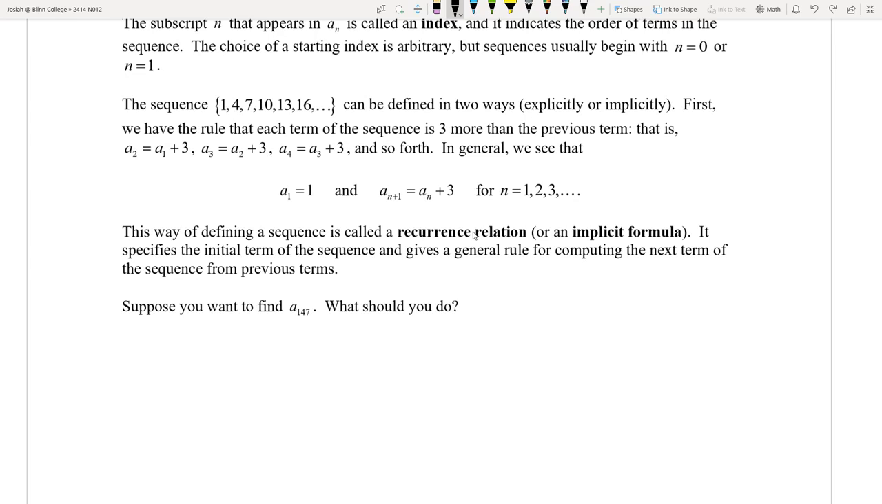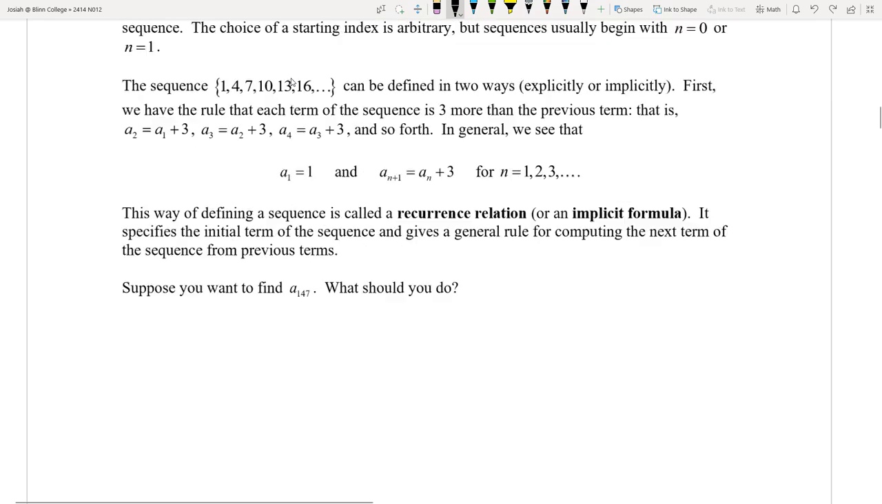This is a recurrence relation or an implicit formula. So we call it an implicit formula. It's also called a recurrence relation because it kind of feeds back into itself over and over. It specifies the initial term and gives a rule for the next term. So if we want a sub 147, this is going to be miserable to do. We'll have to find each and every term all the way up through 146, then add 3 to it to get 147. So it would be much nicer to get an explicit formula out of this.